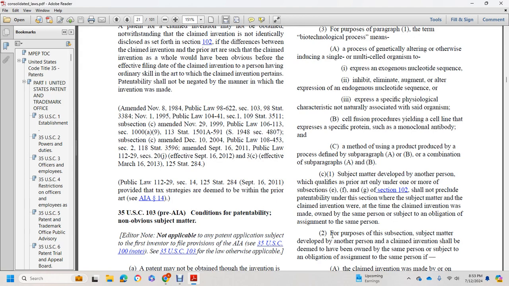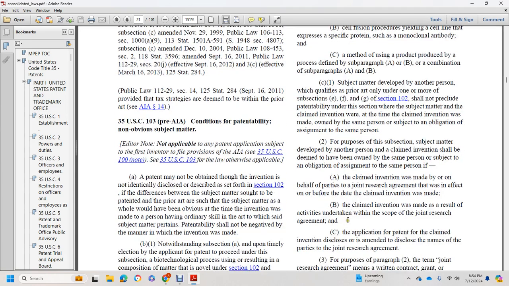C. Subject matter developed by another person that qualifies as prior art only under one or more of subsections E, F, and G of section 102 shall not preclude patentability under section 103 where the subject matter and the claimed invention, not later than the time the claimed invention was made, were owned by the same person or subject to an obligation of assignment to the same person. 2. For purposes of this subsection, subject matter developed by another person and a claimed invention shall be deemed to have been owned by the same person or subject to an obligation of assignment to the same person.